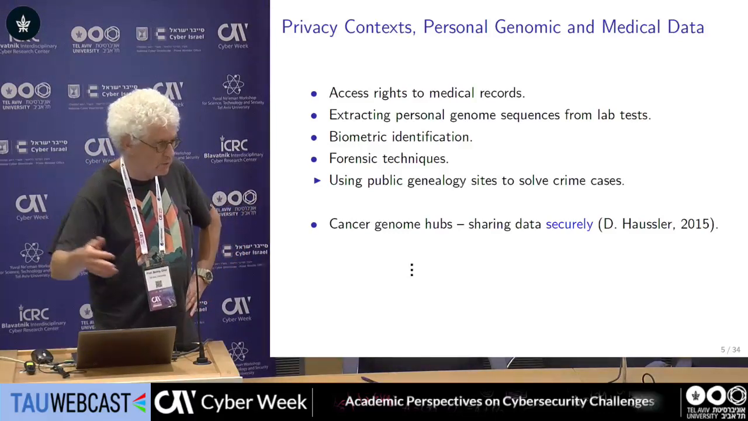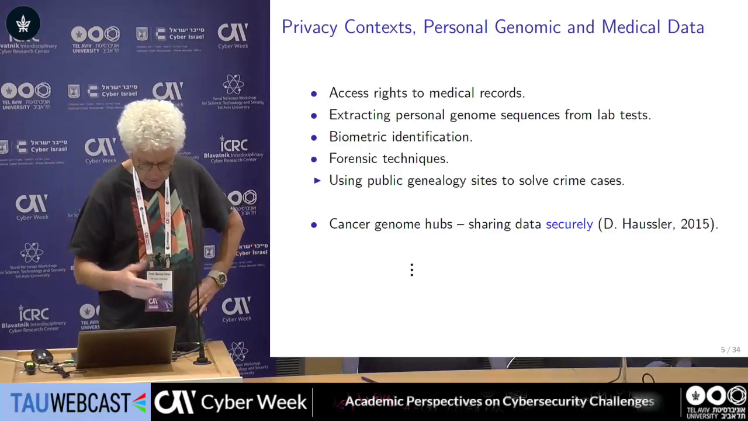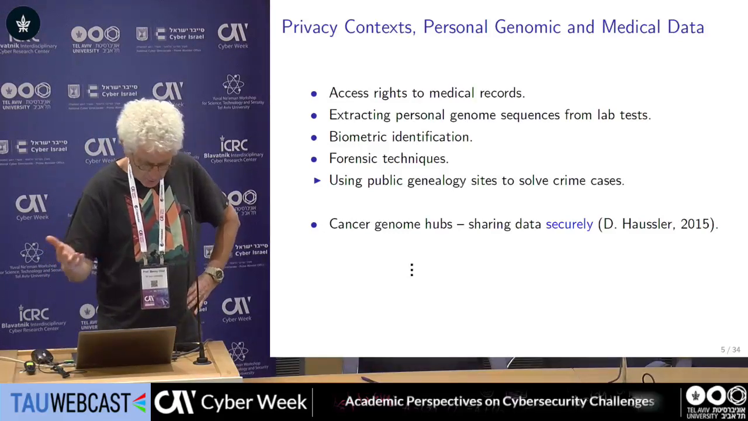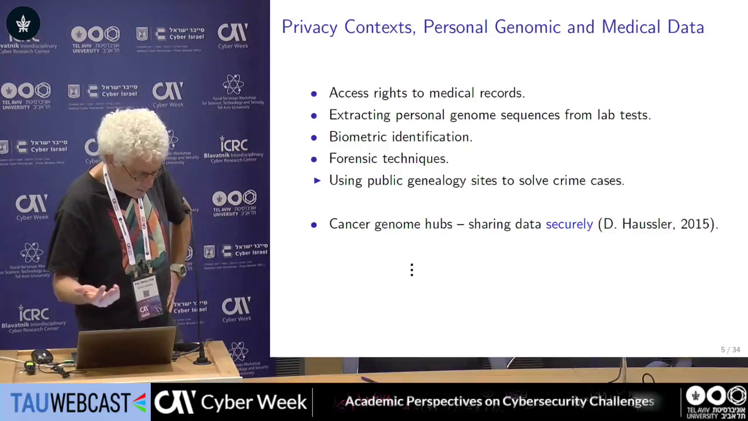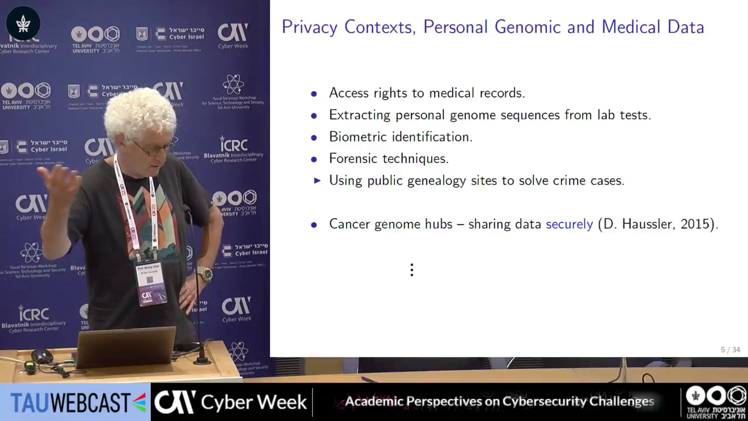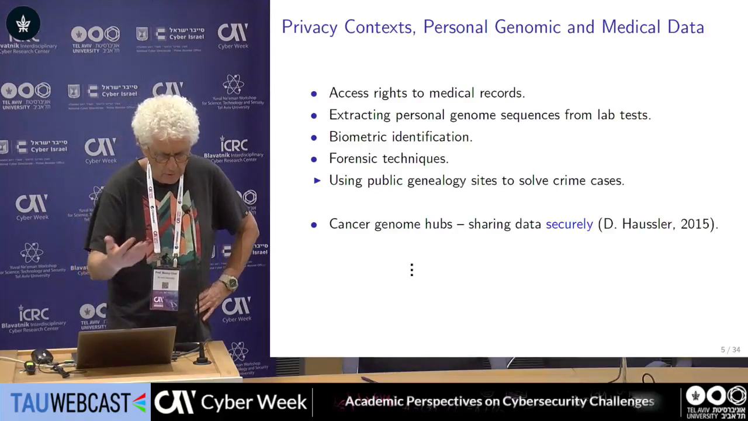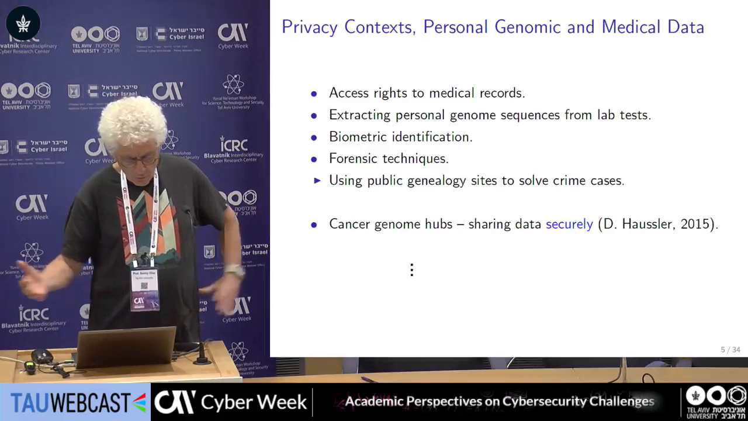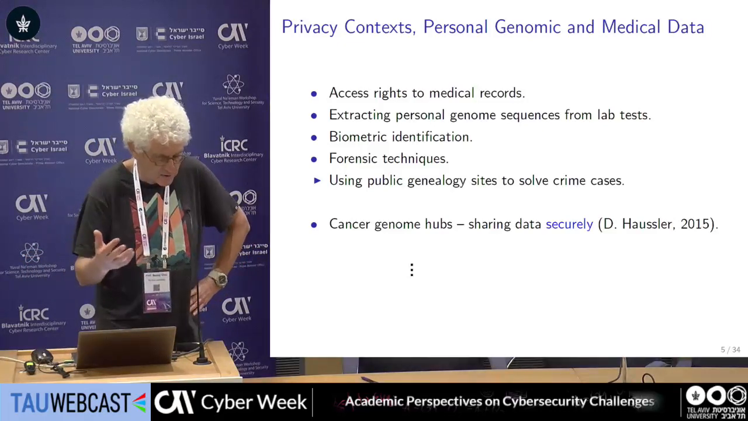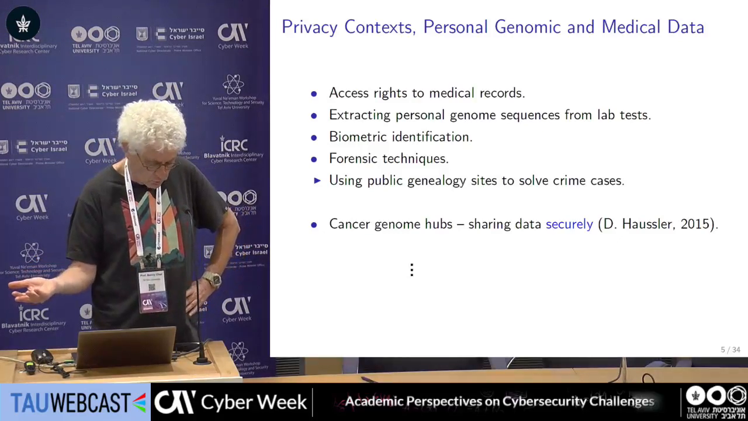Biometric identification: there was a whole issue here in Israel, and it was decided that we do have biometric passports and ID cards. Not everybody is happy about that. Forensic techniques, using public genealogy sites to solve crime cases, that's probably positive, but you could also see a negative side there. And then questions like cancer genomic hubs. There are many types of cancer where even a big hospital has 1 or 2 cases a year. That's not enough to gather statistical information in order to do any treatment. So you want to gather information from many hospitals, but then there are privacy laws. I think in the US it's very strict. You cannot just take information from one hospital and ship it to another, as this would be against the law. So what do you do? On one hand you want to cure, on the other hand you care about privacy.